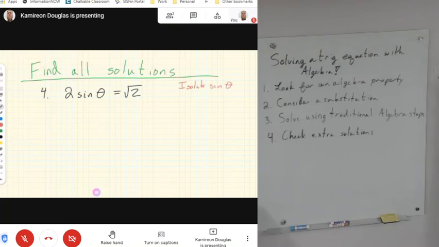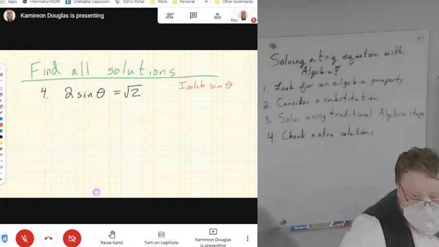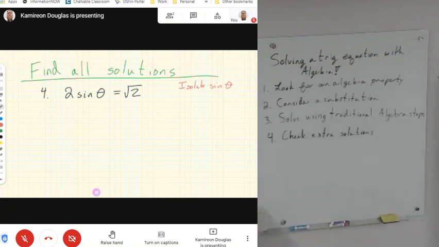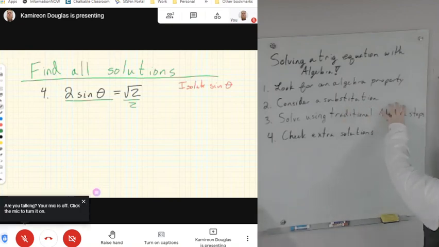Get the variable by itself, whatever steps are necessary: add, subtract, multiply, divide, factor, distribute, perfect square, combine. Anything algebraic in nature, but I want sine by itself. Because if I can get sine by itself, I can apply other properties to get solutions. So, take this problem. Divide by 2 on both sides. In this case, I'm using something traditionally algebra. Okay? So I get sine by itself.